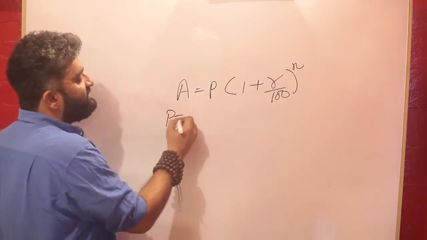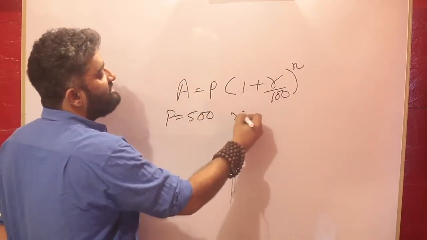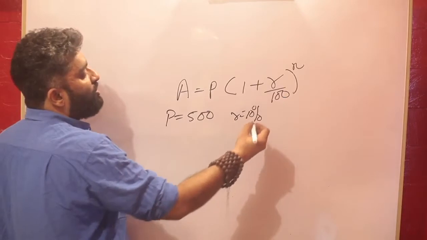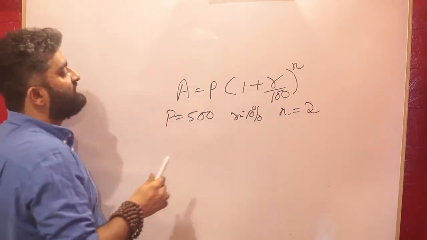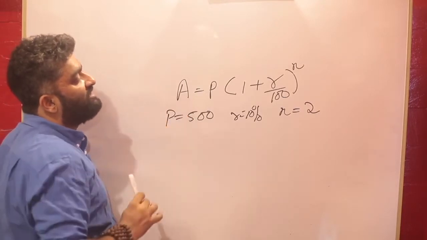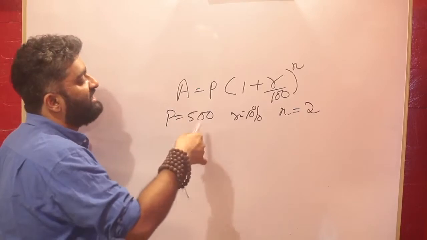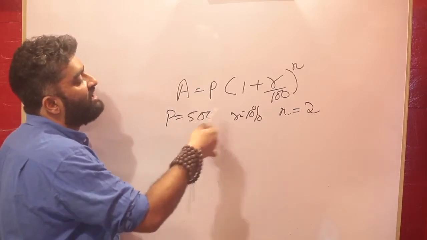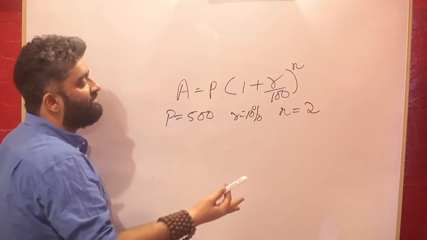Let's say the principal is 500 rupees, and the rate is 10%, and we're talking about a time period of 2 years. The question is, what would be the amount after 2 years? In language form, the question would say the principal, the money invested in an account, is 500, compounded annually at the rate of 10% for 2 years, what would be the amount?